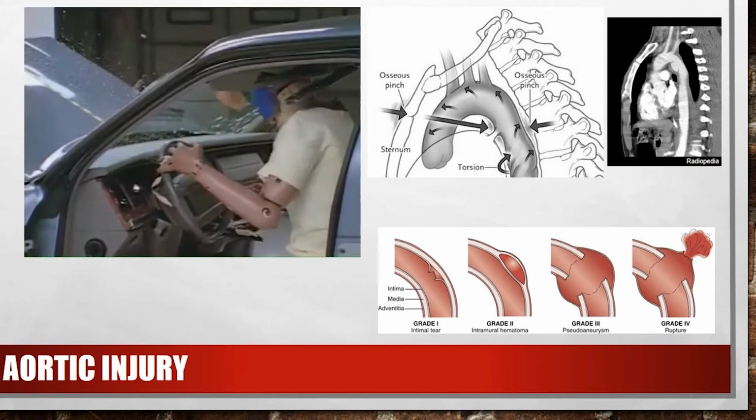So, this is what we're talking about here. You've got grade 1, that's an intimal tear. Grade 2, intramural hematoma. That means not only have you torn a hole in it, but it's now filling up with blood under pressure. This begins the process of a dissection. Pseudoaneurysm. This is very, very bad. This means layers 1 and 2 are completely ruptured and only layer 3 is still hanging on.